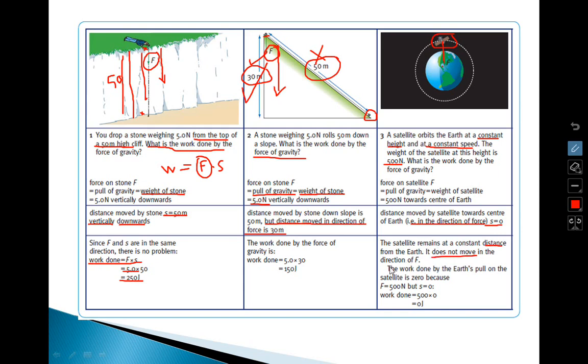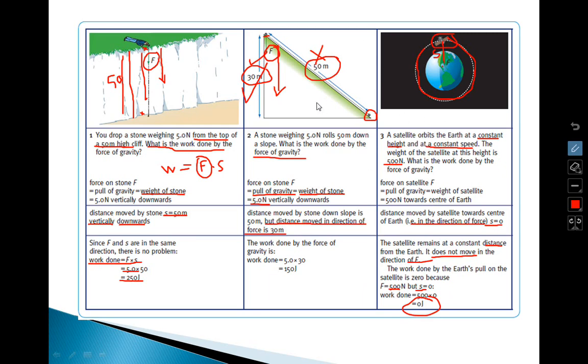There's no movement in the direction of F. F is down, and the satellite doesn't move down. It's staying at this point in this orbit, moving with constant distance. So S is 0. There is no movement. So the work done is equal to what? W is equal to F times S. F is 500 Newton. S is 0. So the work done is 0.